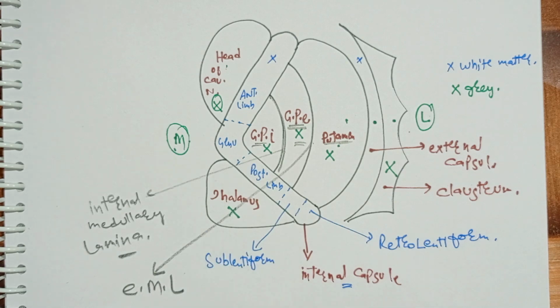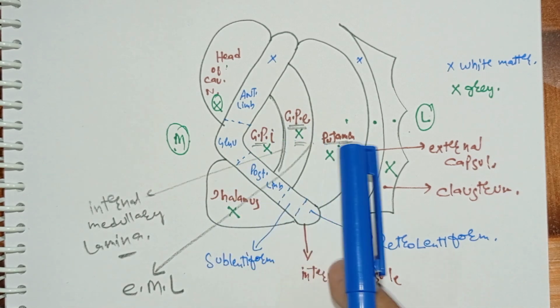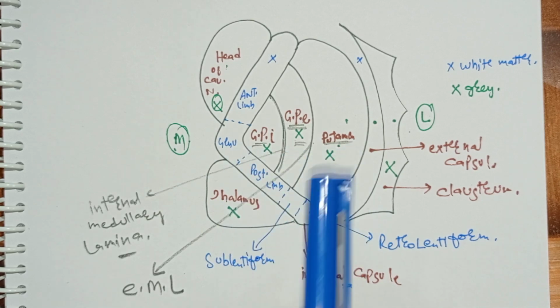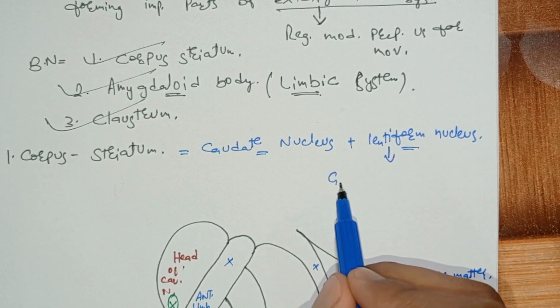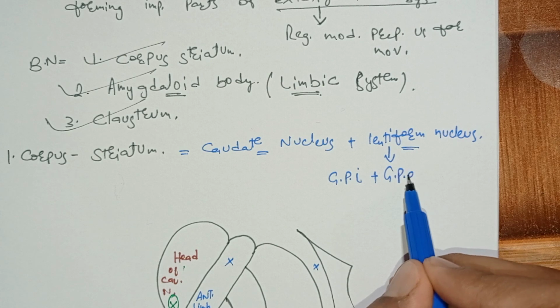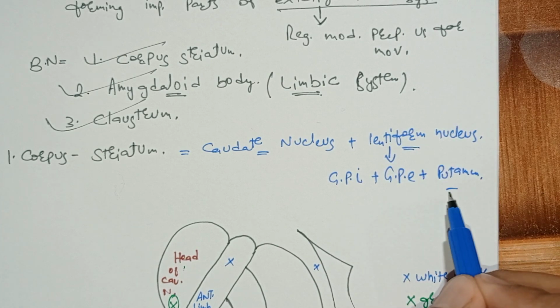So far is clear. Now, these three structures, globus pallidus internus, globus pallidus externus, and putamen, are together known as the lentiform nucleus. So what is this lentiform nucleus? It includes globus pallidus internus, plus globus pallidus externus, plus putamen. So far is clear.